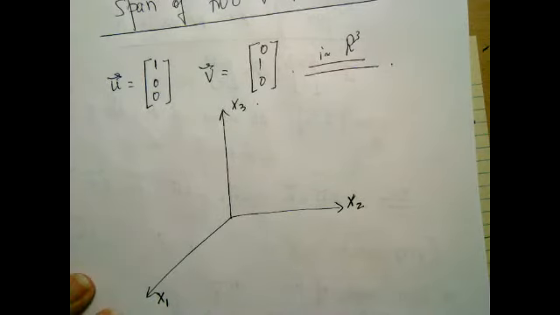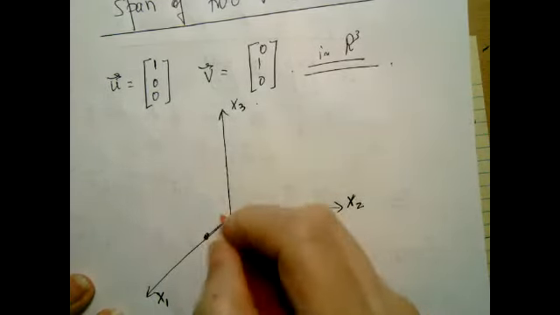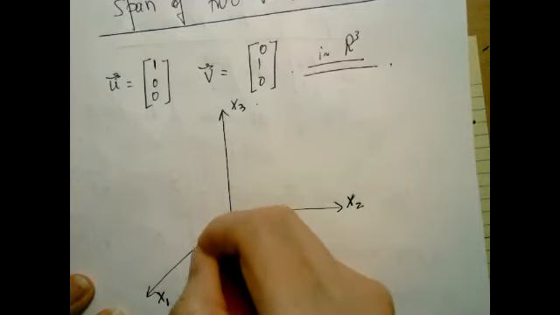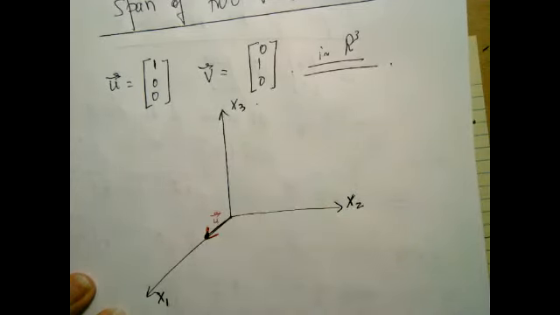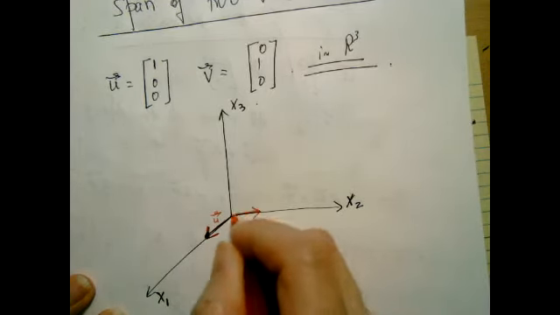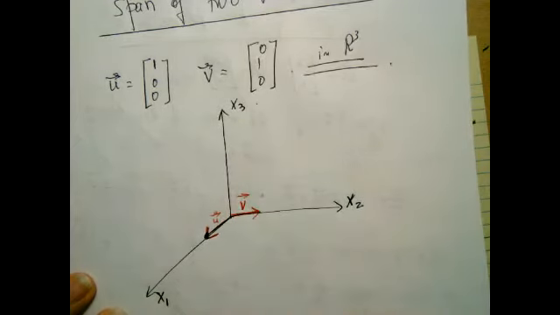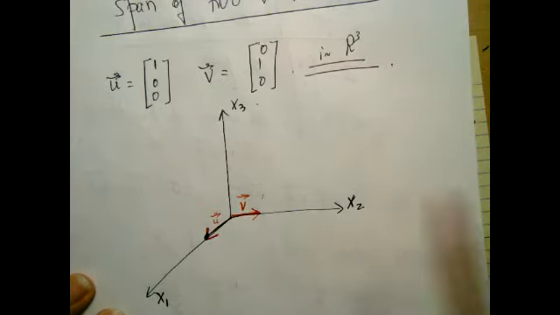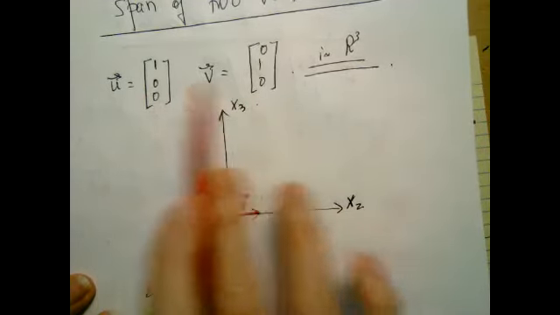And U is 1, 0, 0. So you go 1 unit in this direction and you stop. So this is my U, which, for those who are doing physics, 261, this is the i vector. And V is the unit vector here. So that's my V. And now my question is, what's the span of U and V? It means what are the vectors that I can get by combining those two?